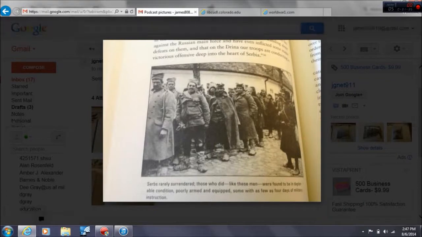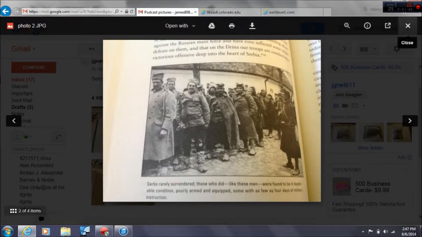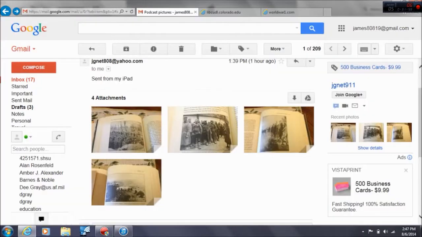Serbs rarely surrendered. Those who did, like these men, were found to be in deplorable condition, poorly armed and equipped, some with as few as 4 days of military instruction. If you look at them, they're pretty tattered. This could have been from the time period where they were overwhelmed. It's not entirely sure, but again, when Serbia was overwhelmed, they fled to the mountains or they were evacuated by the Allies to sea. Okay, so these are important things here.